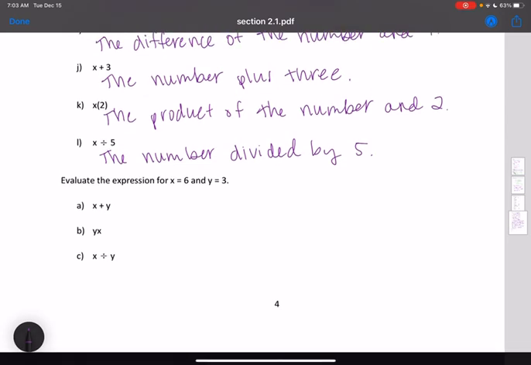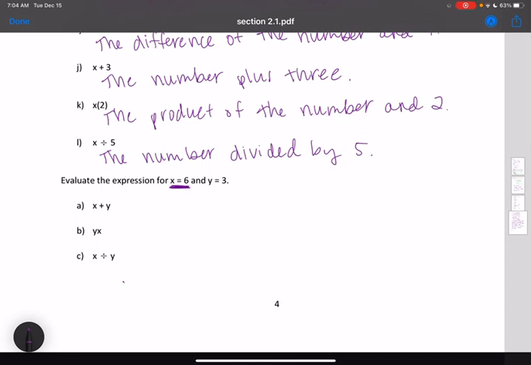Okay, so I have evaluate the expression for x equals 6 and y equals 3. And I have 3 different expressions. I have x plus y, y times x, and x divided by y. So what I'm going to do, I'm going to try to kind of color code this here, so hopefully it's easier to follow along. I don't know where my pen went. There it is.